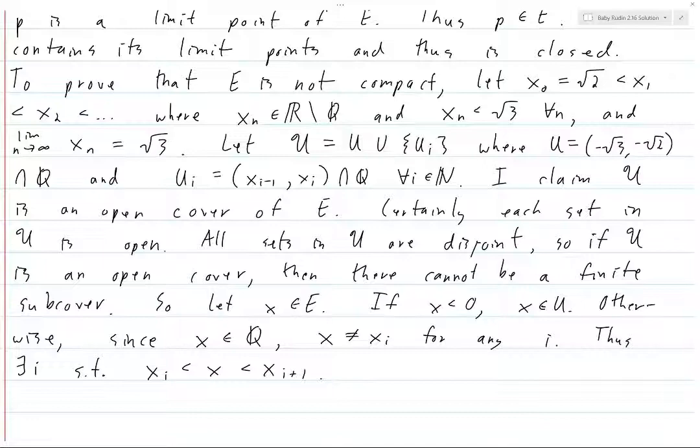Such a thing has to exist, and it can't be 0 because x is greater than root 2. And then once you find this i, let's write it like this. Please erase. There we go. So you find the smallest i such that x is less than xi, and then we will have xi minus 1 is less than x is less than xi. And so what this means is that x is in Ui. So fancy U covers E.